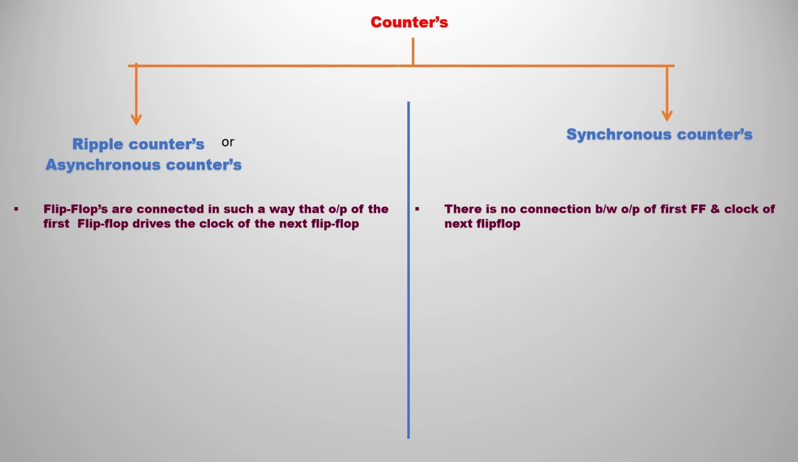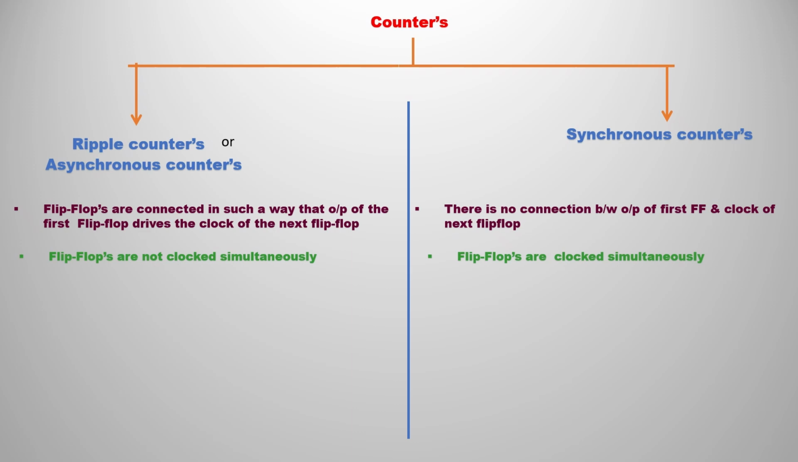The previous output will influence the next clock. That's what we saw in the circuit diagram also. The synchronous one is not like that. The clock is applied at a time. If you see the point also, there is no connection between the outputs of the first flip-flop and the clock of the next flip-flop. So all the clocks will be triggered at a time.